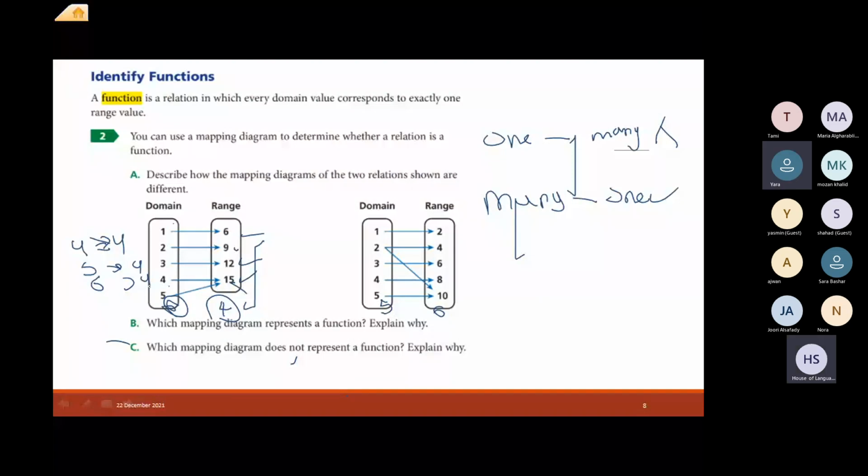Okay, thanks, teacher. Welcome. So I will repeat. Every element has only one output. This is what a function is. This is not a function, but it's a relation. So both of these are relations. This one is a function, and this one is not a function. Now let's solve.